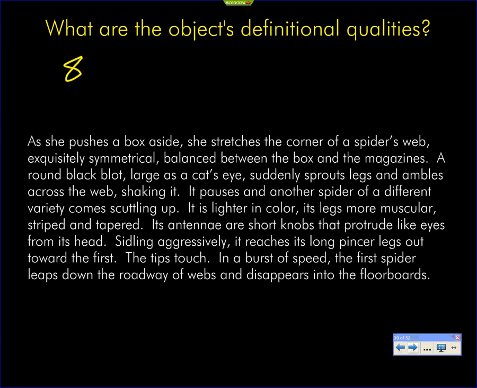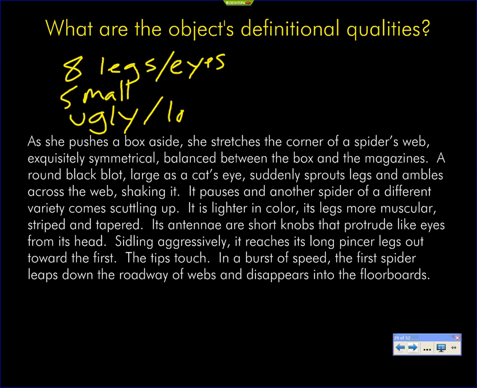Okay, so they have eight legs. Keep going, folks. Just yell it out. What's that, Reba? Oh, eight eyes, or eight legs and multiple eyes. They're small. Good. What else? They're ugly. Some people will say, no, I love spiders. They're pretty. Yeah, most people don't. They're normally black. They're dark colored in some way. Brown, black, gray.